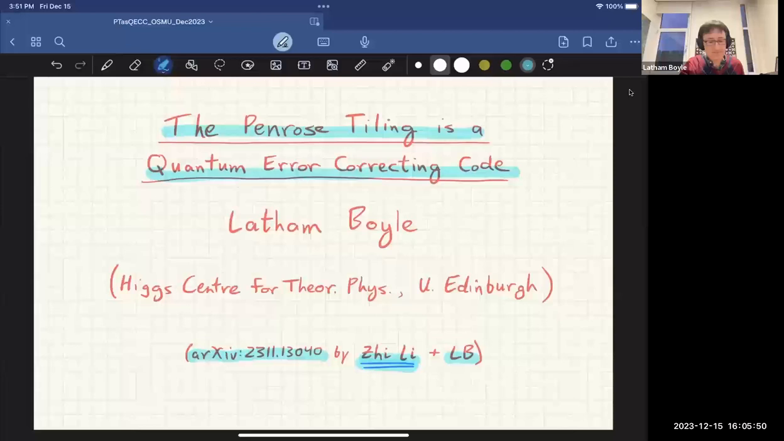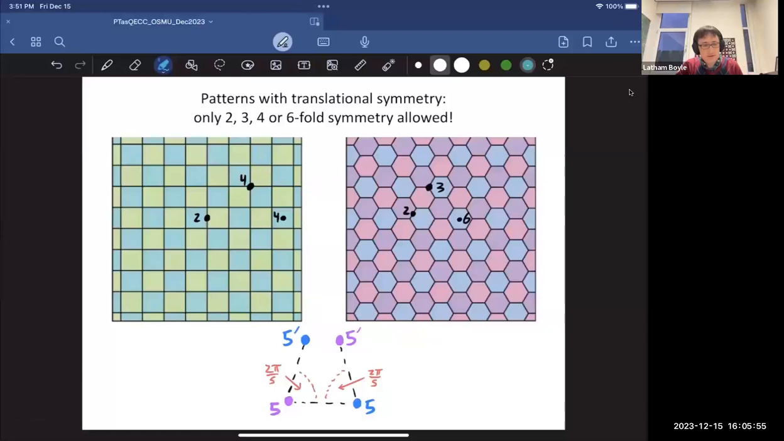to start with, to introduce the Penrose tiling, I was going to start with a famous theorem about ordinary crystallography. There's a famous theorem about patterns that do have translational symmetry, that they can only have points with 2, 3, 4, or 6-fold rotational symmetry. Those are the only types of symmetry that are allowed.